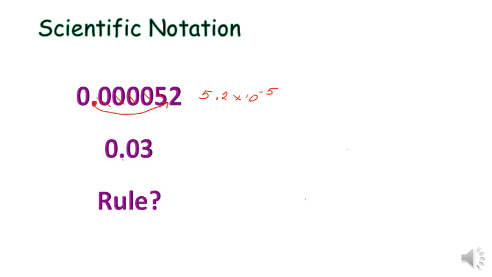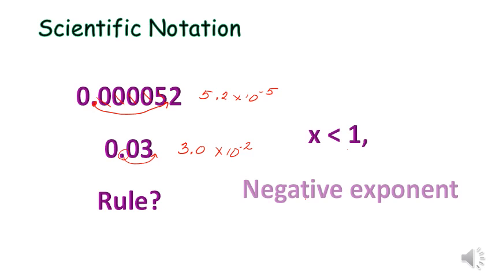Or this number, we need to move the decimal to right there. So we end up with 3.0, because you've got to have at least that 0, times 10 to the negative 2. So the rule becomes, if the number is less than 1, you need a negative exponent. However, I want to remind you, because most kids seem to forget this, that negative exponent that you see up there, that's a negative 5 or a negative 2, that negative sign actually means division.